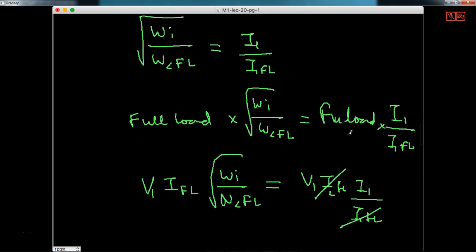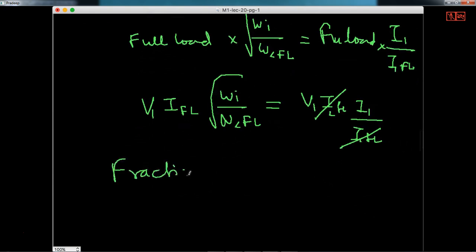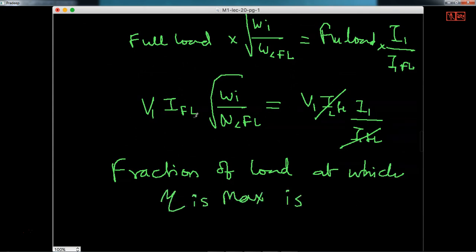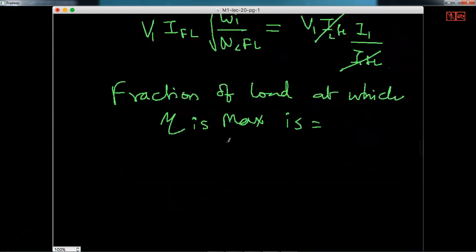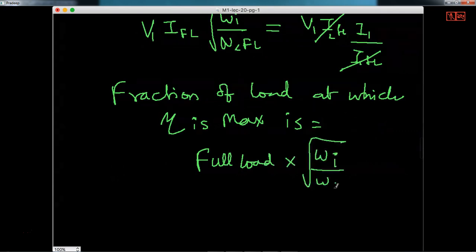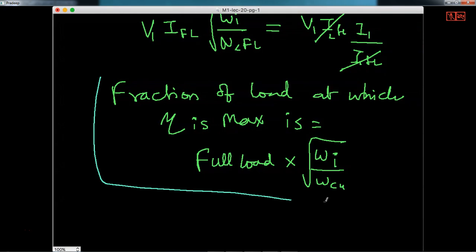So the fraction of load at which efficiency is maximum is nothing but full load multiplied by square root of iron loss by copper loss. So this will tell you at what fraction the efficiency is maximum. So this is another important formula we can use.